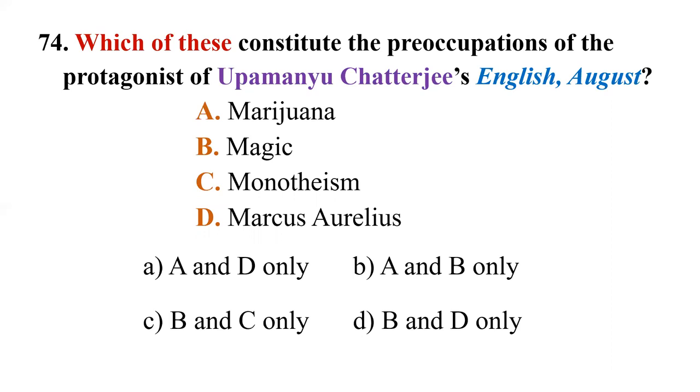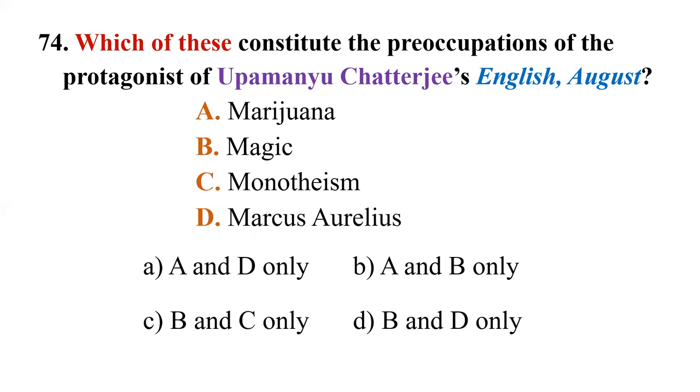So now let's go to the options. Option A: A and D only, in the sense marijuana and Marcus Aurelius only. B: A and B only. C: B and C only. D: B and D only. So if you don't know, this is a tough question. Unless we have read this work, it is tough to answer.